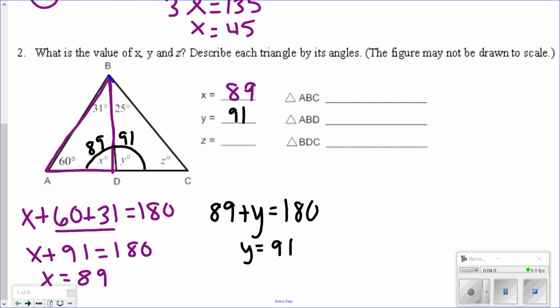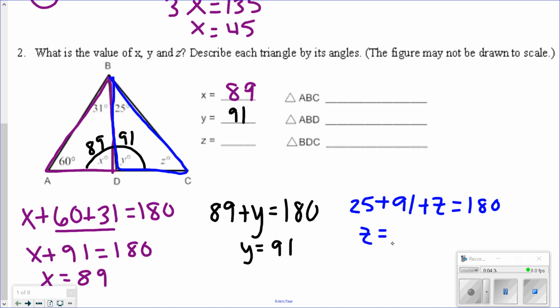Now the last angle we need to look for is angle z. So if I focus on this triangle here, I know that the sum of that triangle is 180, and so I have an angle measure of 25, 91, and z. So when I add those up, it's going to equal 180. So let's do that together. So 25 plus 91 plus z is equal to 180, which means z then is equal to 64. So let's label that 64.